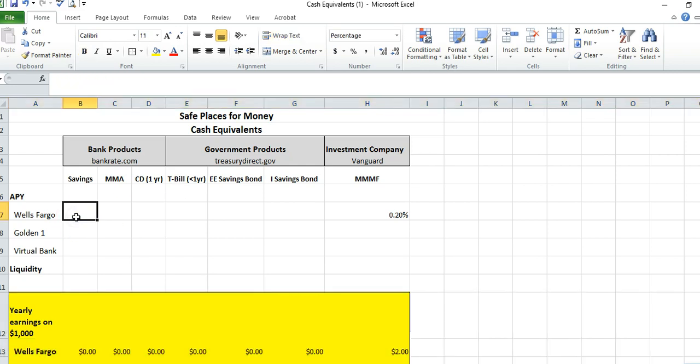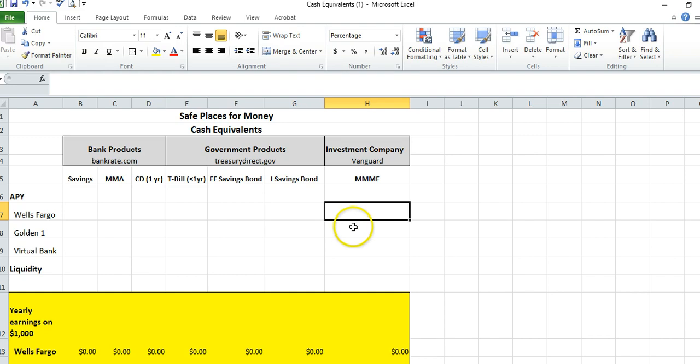So I'm going to be typing in rates here, and we're going to determine as a class where the best place is to hold our emergency fund or our safe money. Again, that money that we need to cover things that happen in our life that are unexpected and come up, because I think everybody has that happen.